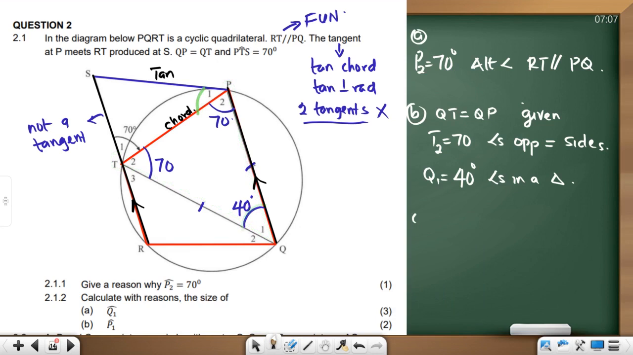We're looking for P1. No, I had numbered wrongly. This is A, and this is B. So can we say P1 equals 40 degrees? What's our reason? Tangent chord theorem. And we are done. Easy. Next question.